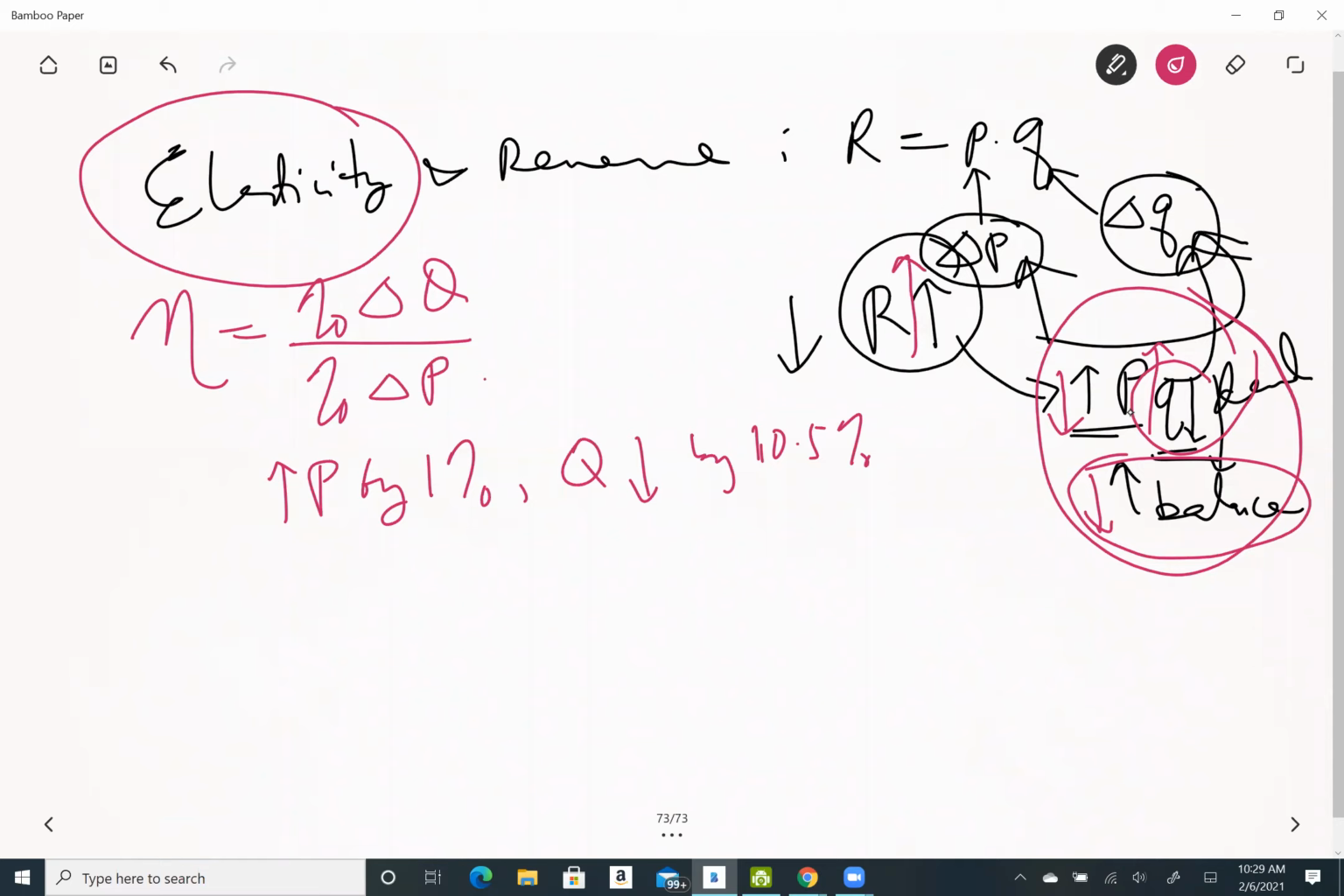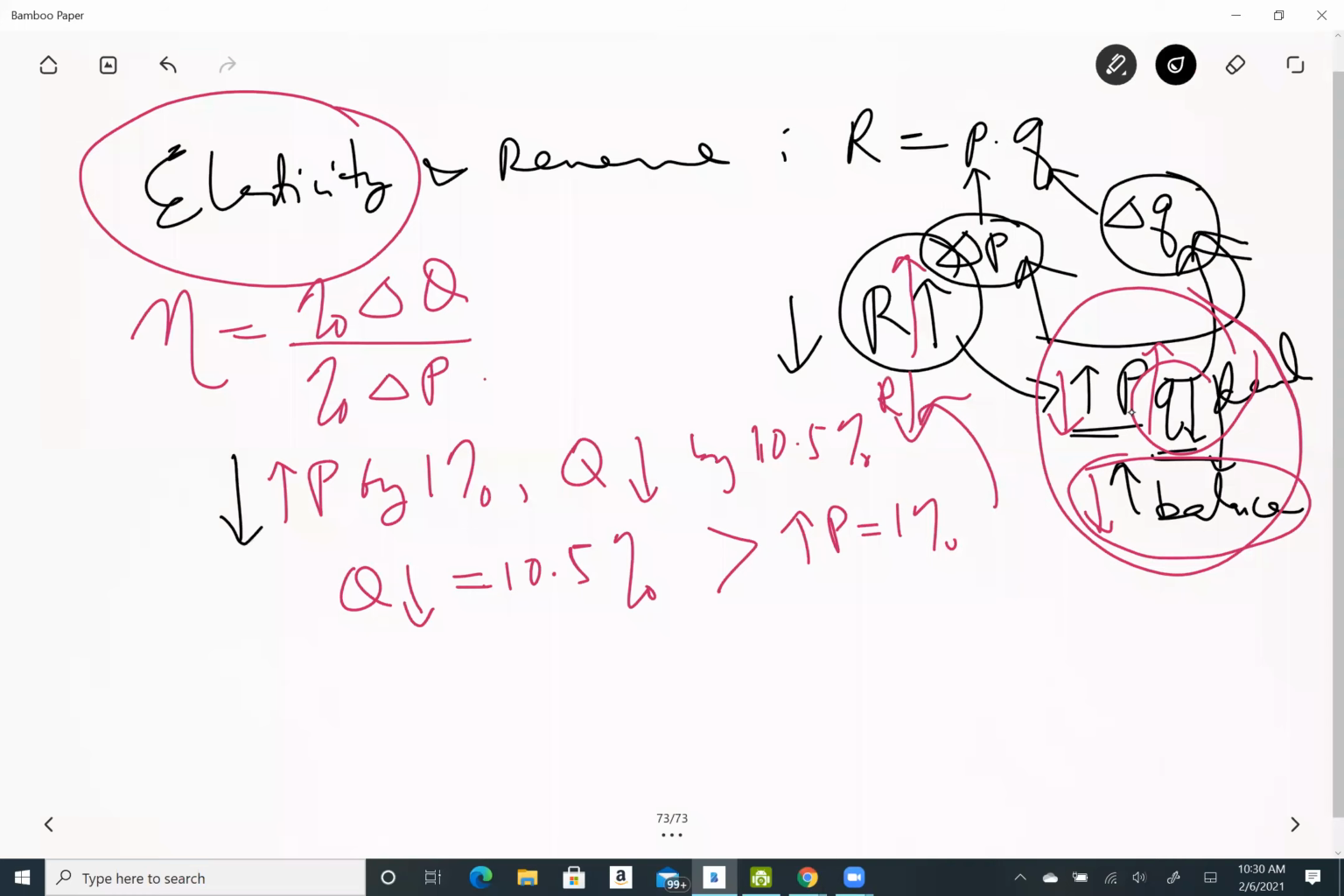Because the percentage decrease in the quantity will be higher than the percentage increase in the price. So here the quantity decrease, which is 10.5%, is bigger than the price increase, which is by only 1%. What happened to your revenue? Revenue may go down. Okay? All right. On the other hand, if we reduce the price by 1%, then what about the demand?